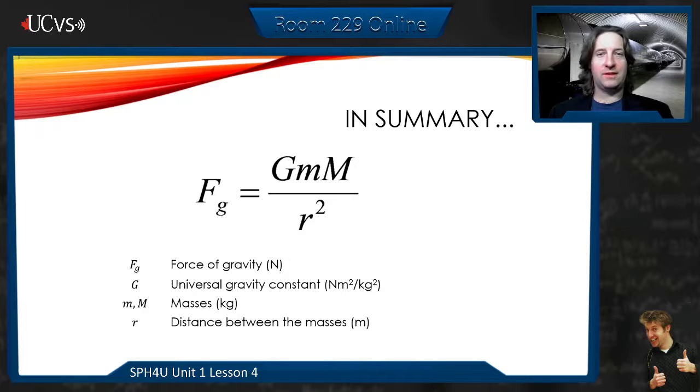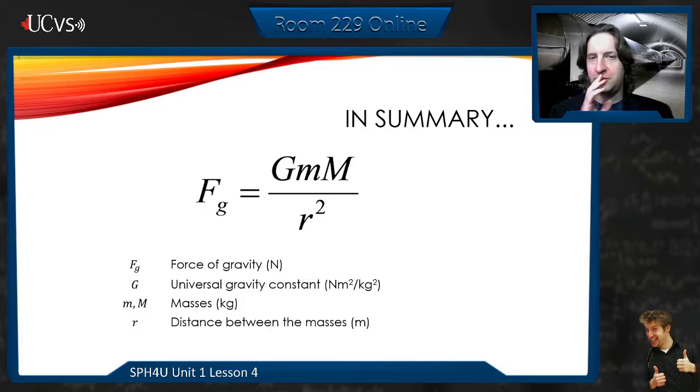All right, that the force of gravity is G, this constant, 6.67 times 10 to the negative 11 newton meter squared per kilogram squared, multiplied by the two masses that are interacting, divided by the distance between them, r squared.